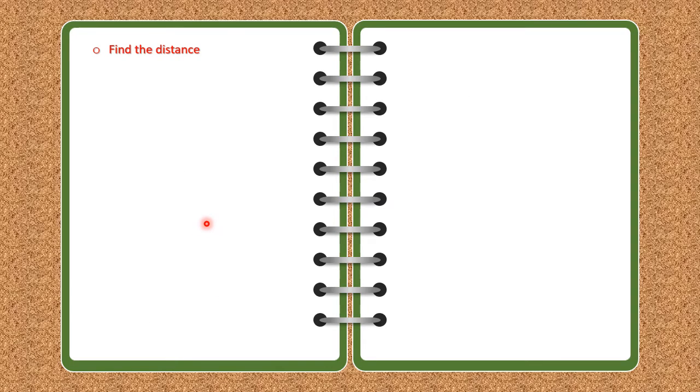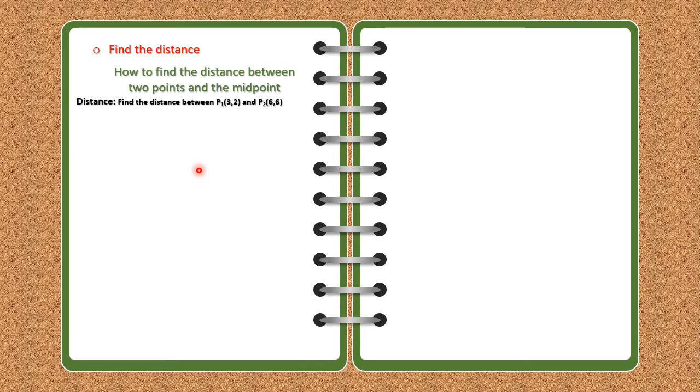How to find the distance between 2 points. Let's say I want to find the distance between point (3, 2) and (6, 6). I will use this equation, and later I will explain why. Distance equals the square root of delta x squared plus delta y squared.